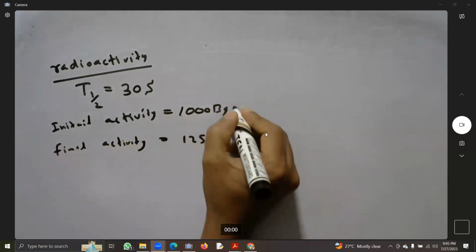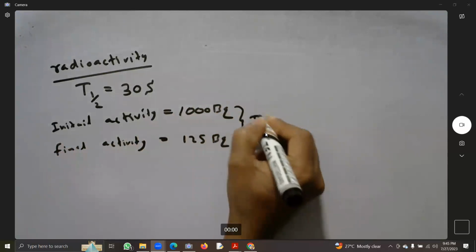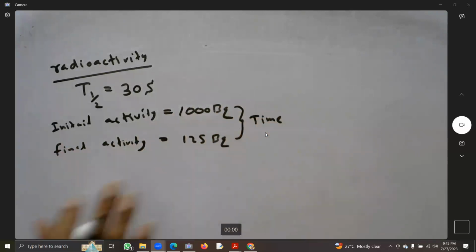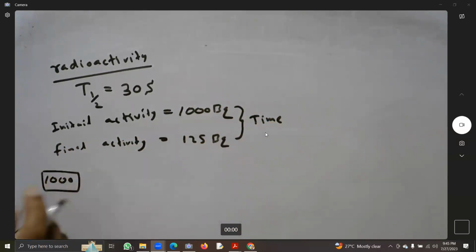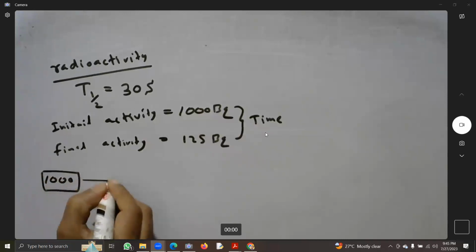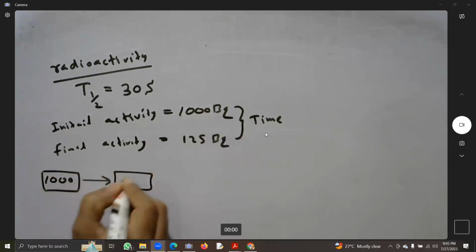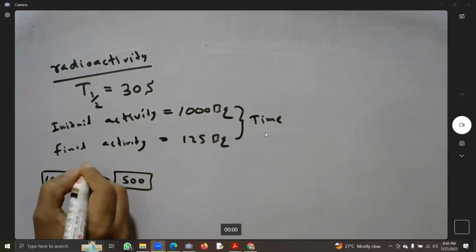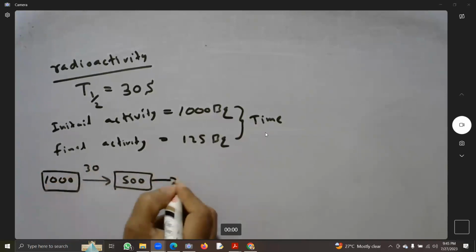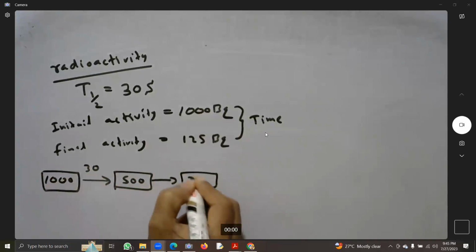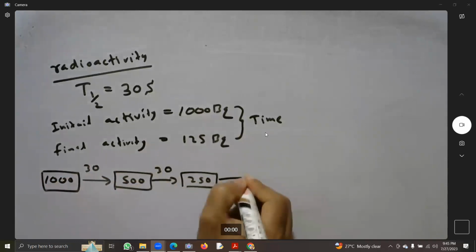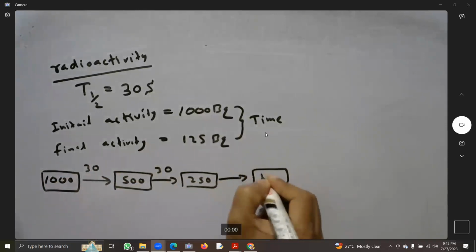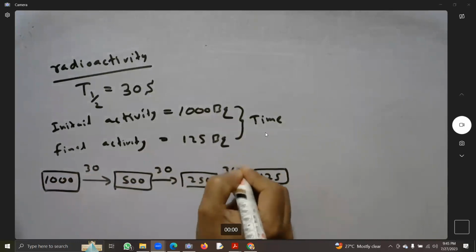Are they asking how long it took from here to here? The time. Now this is a little bit of an O-level sum. In chemistry also you mostly get sums like this. 1000 to 500 will take 30 seconds. 500 to 250 will take another 30 seconds. Then 250 to 125 will take 30 seconds.